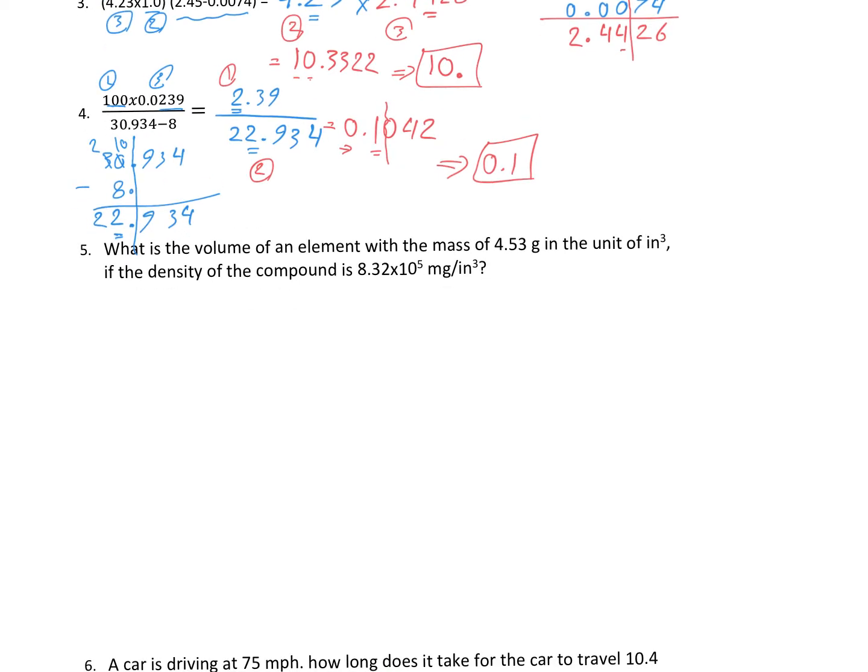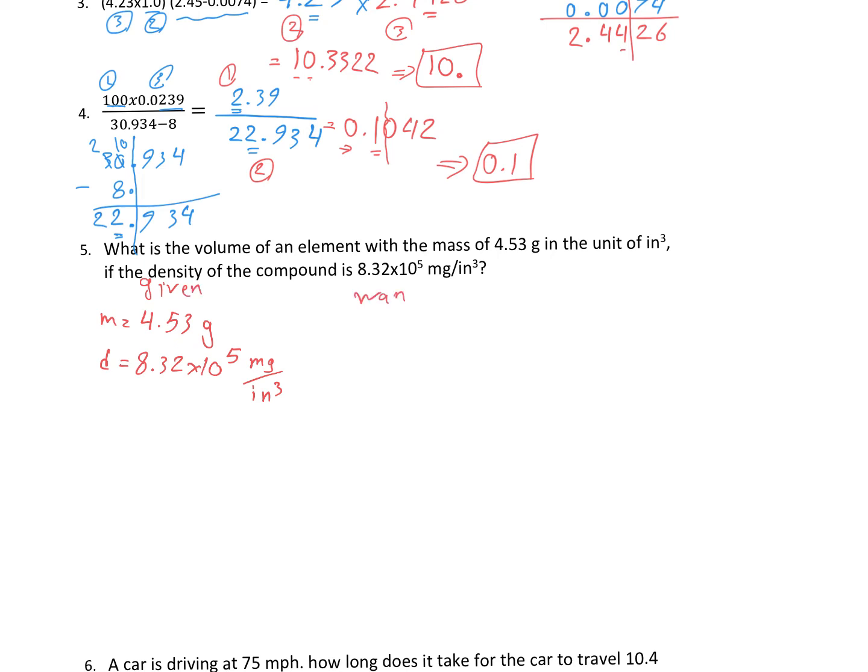So next question is dimensional analysis. For dimensional analysis, for all the questions, first you have to write down the given information, okay? So what is the volume of an element with a mass? So we have the mass. It's 453 gram. Don't forget the unit. If the density, so we have the density. The density is 8.32 times 10 to the 5 milligram per cubic inch. Okay, so these are given.